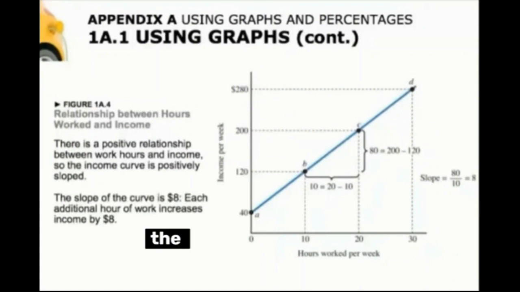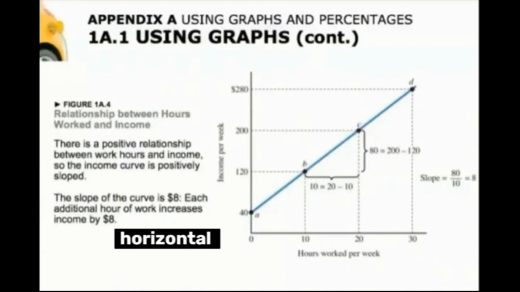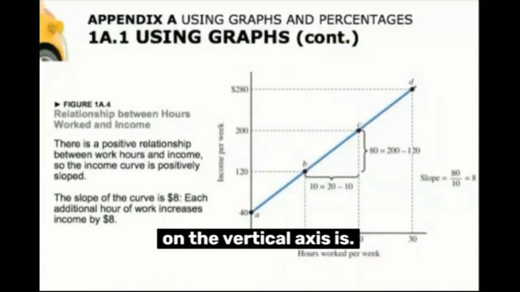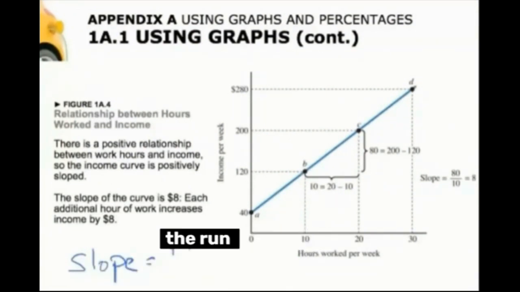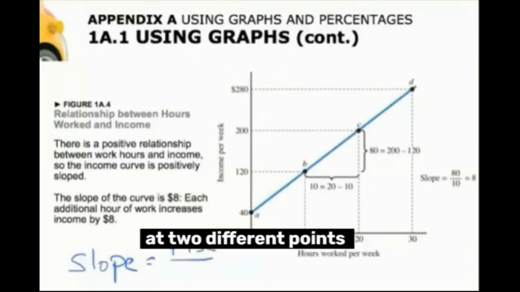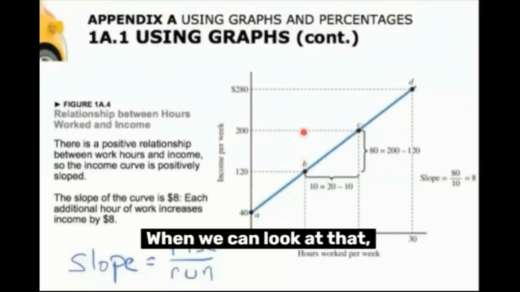Now, the slope of a curve is very important to understand. The slope of a curve tells you what the relationship between the variable on the horizontal axis and the variable on the vertical axis is. And one way to think about the slope of a curve is to look at the formula, which is the rise over the run when looking at two different points on that curve. Well, what's the rise? Suppose I'm going from point B to point C. The rise is how much you've gone up, or how much higher is point C.